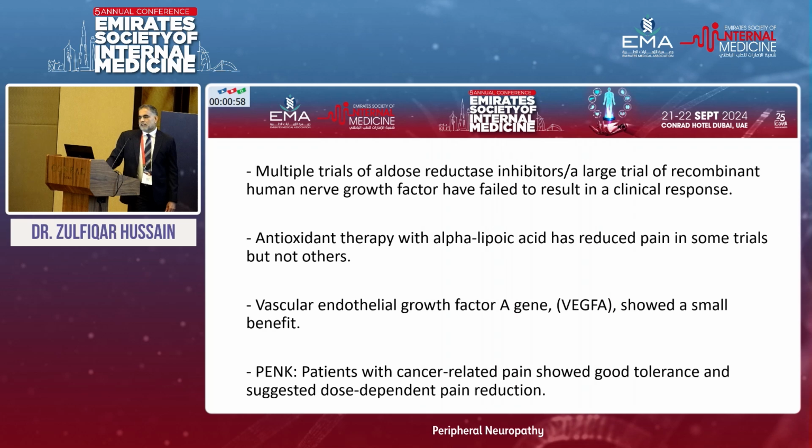Multiple trials of aldose reductase inhibitor, a large trial of recombinant human nerve growth factor have failed to result in a clinical response. Antioxidant alpha-lipoic acid has reduced, but it is limited, basically, evidence at this point. Vascular endothelial growth factor A gene showed a small benefit.